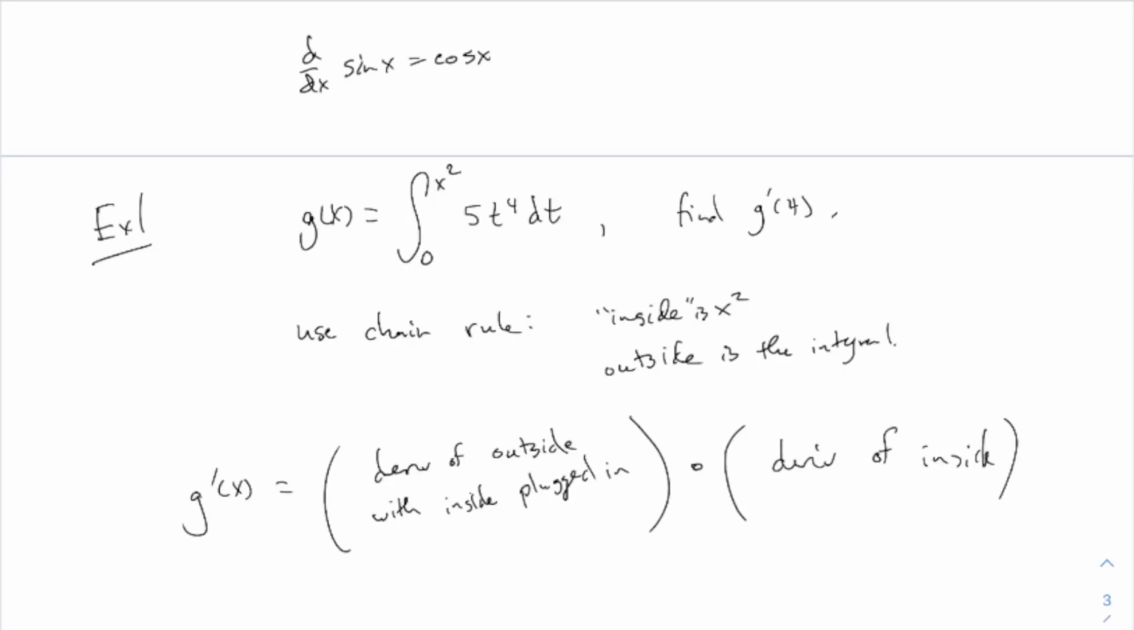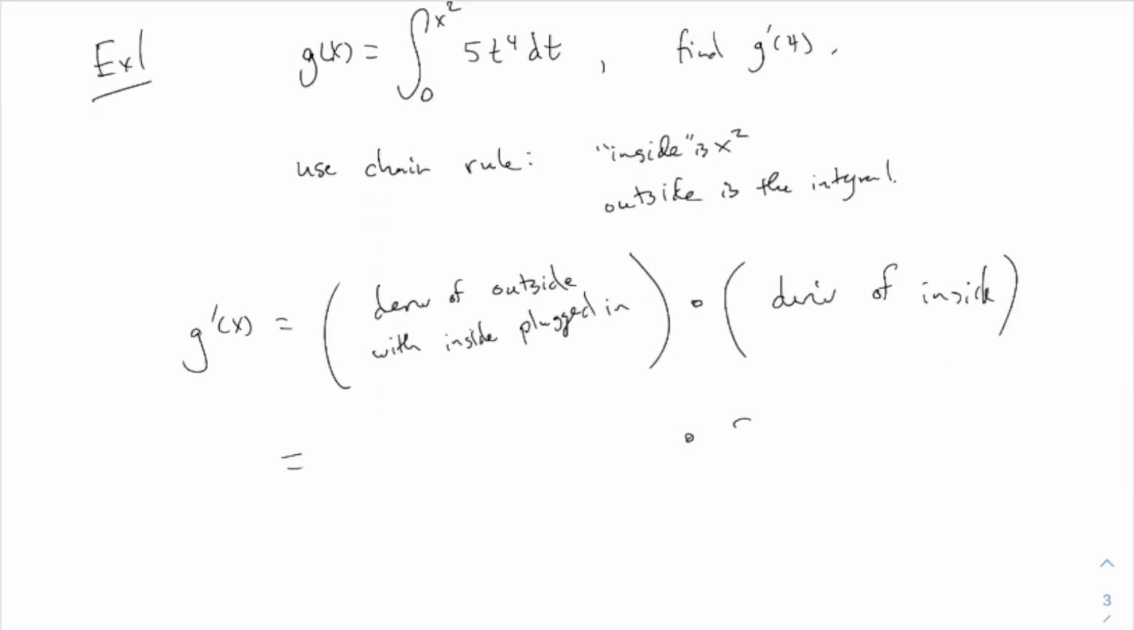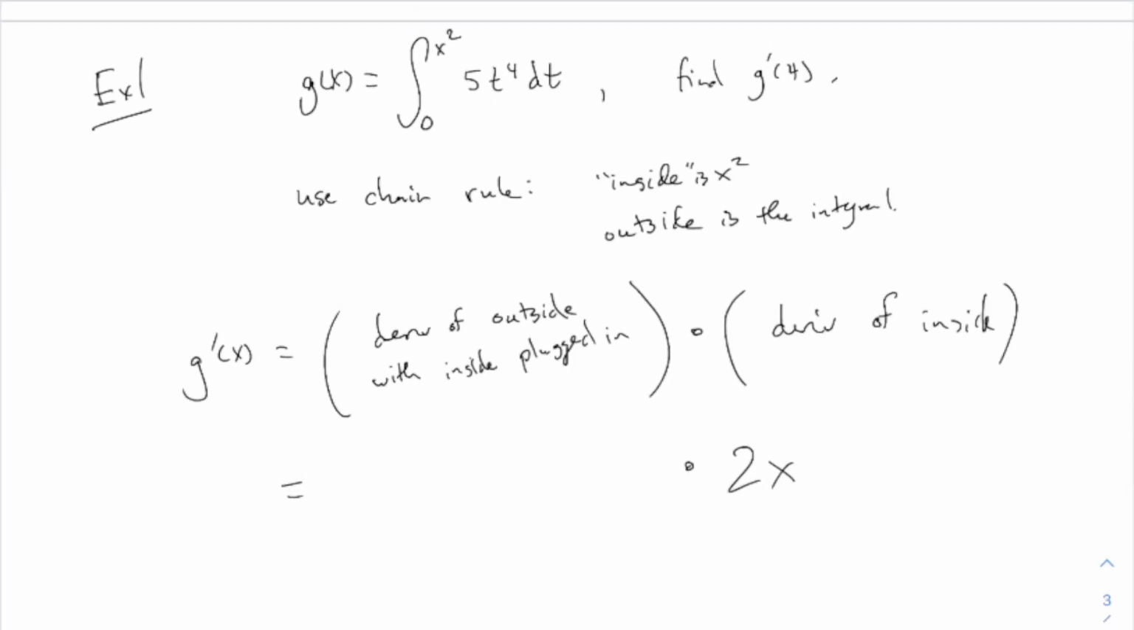Now in this case, the derivative of the inside is easy. The inside function is x squared, so its derivative is just 2x. So that's what I'm going to put on the end there. And then what is the derivative of the outside part with the inside plugged into it? The outside part here is this whole integral. And the derivative of that whole integral, by the fundamental theorem, is just this function on the inside. So I'm going to write that function, 5t to the 4, but with the inside plugged in, the inside meaning x squared. So this looks like 5 times x squared to the 4.